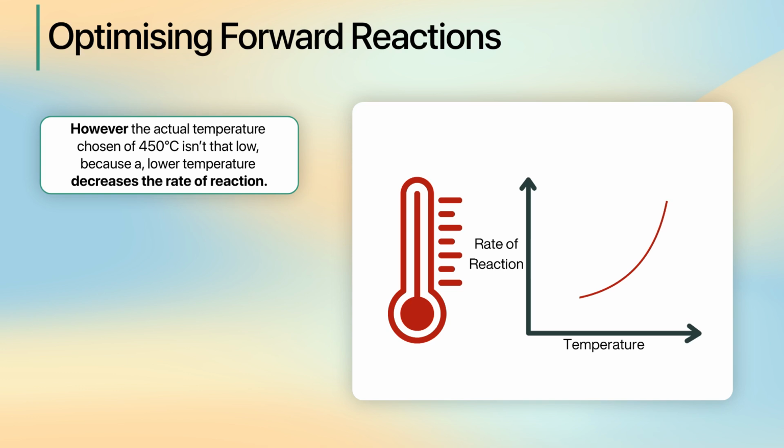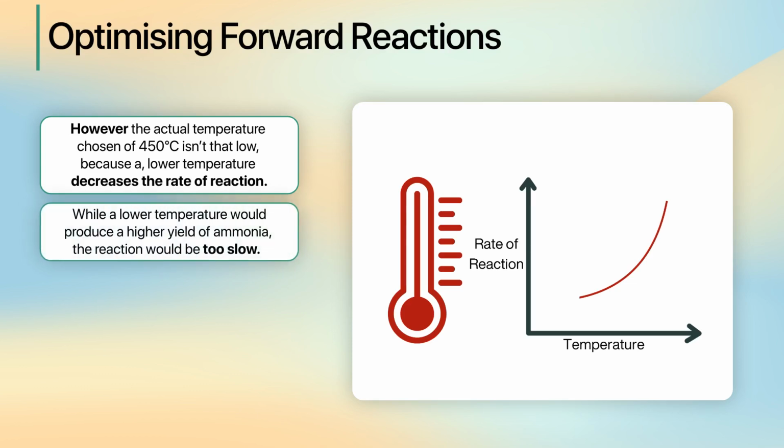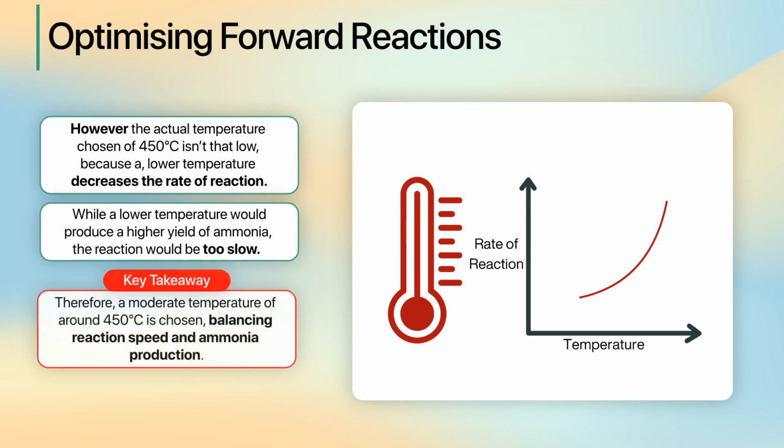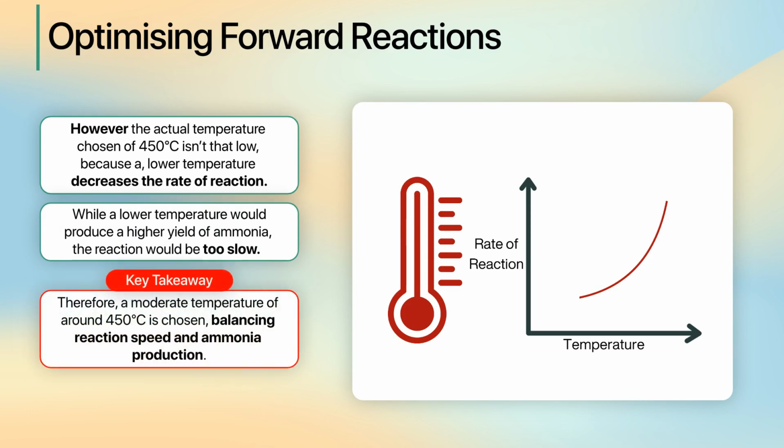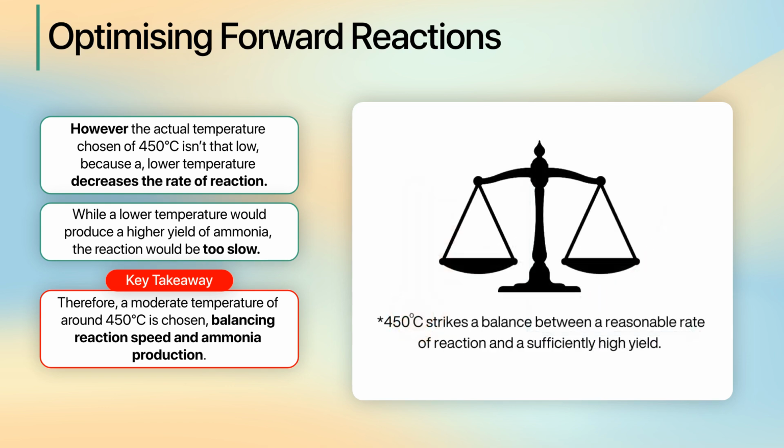That is because lower temperature decreases the rate of reaction. While a lower temperature would produce a higher yield of ammonia, the reaction would be too slow. Therefore, a moderate temperature of around 450 degrees Celsius is chosen. This strikes a balance between a reasonable rate of reaction and a sufficiently high yield.